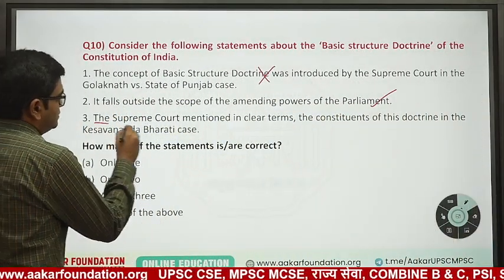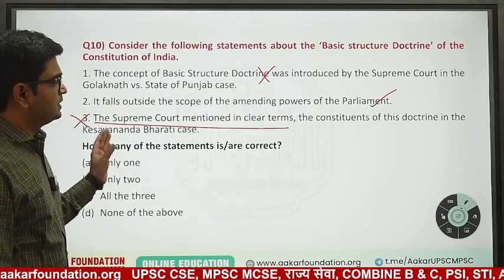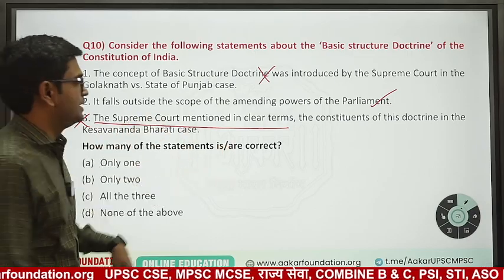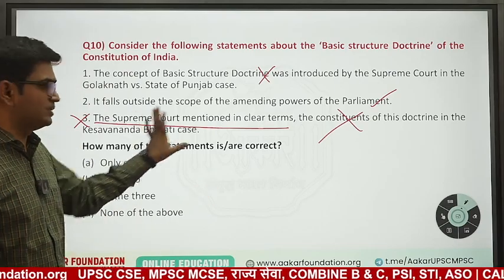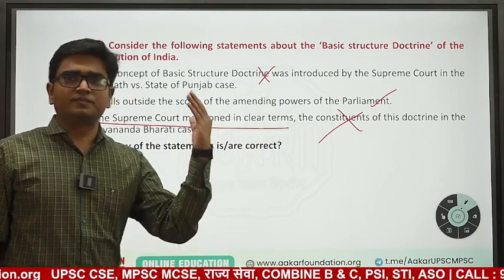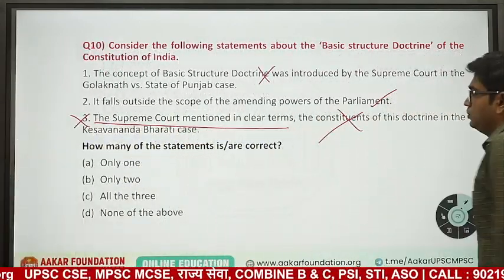Now this statement is wrong because the Constitution just mentions the basic structure doctrine. It does not give the constituents. What it constitutes, it does not give. What it constitutes is given in further judgments of the Supreme Court. So only one statement is correct.